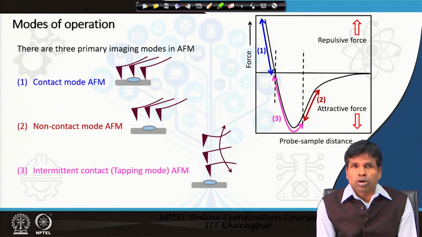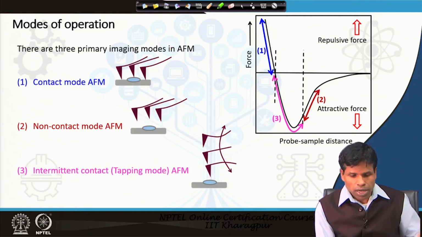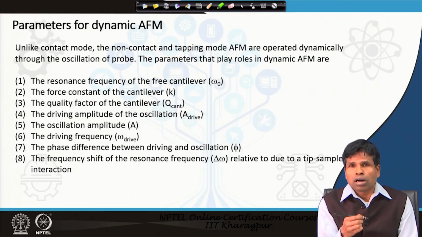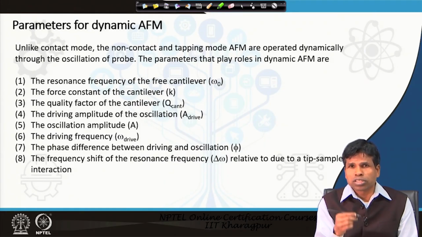Among the three modes of AFM operation, contact mode operates in the repulsive force regime of the force distance curve, and the non-contact mode operates in the attractive force regime of the force distance curve, and the intermittent is in between them, which is also called tapping mode of AFM. As discussed, in the case of static AFM, the AFM probe goes above the sample without being oscillated. On the other hand, in the case of dynamic AFM, the cantilever or AFM probe oscillates above the sample.